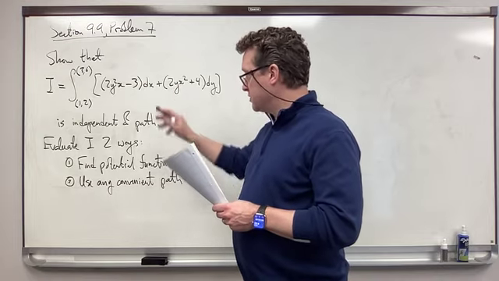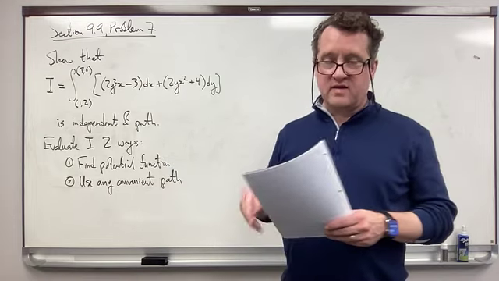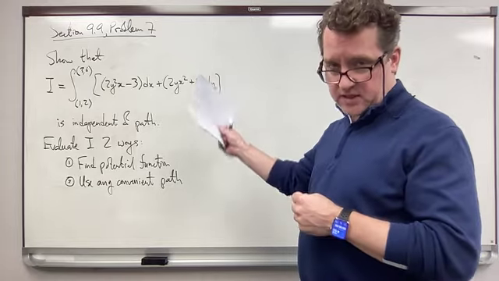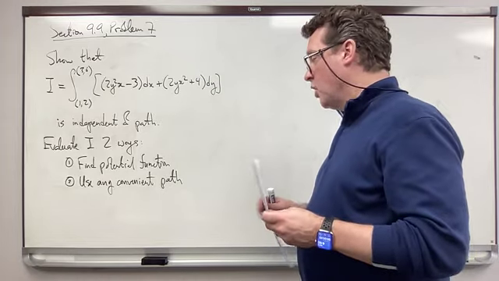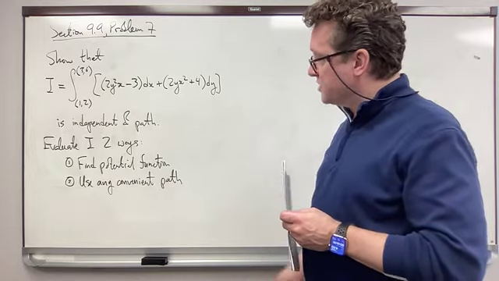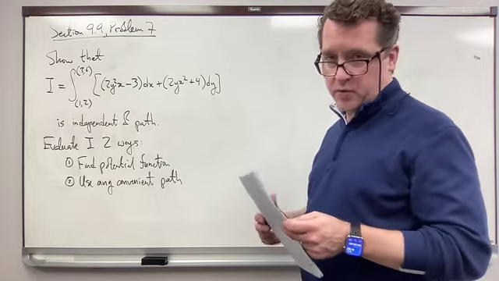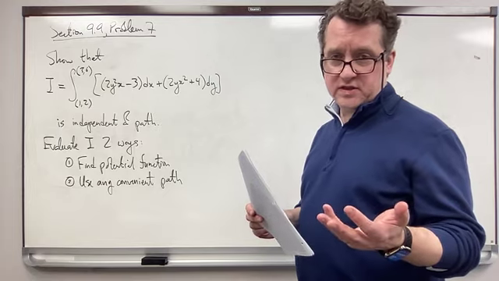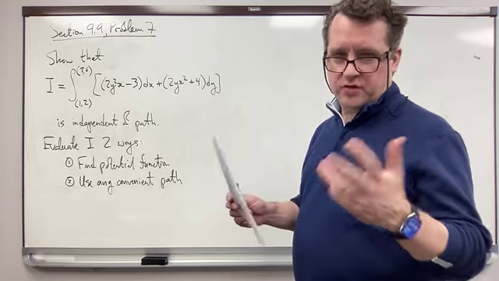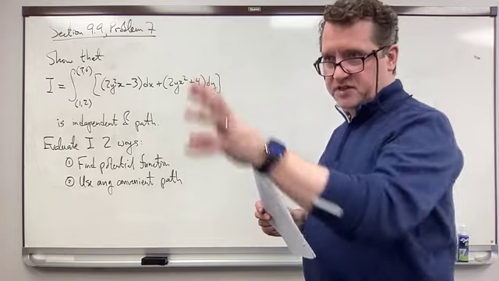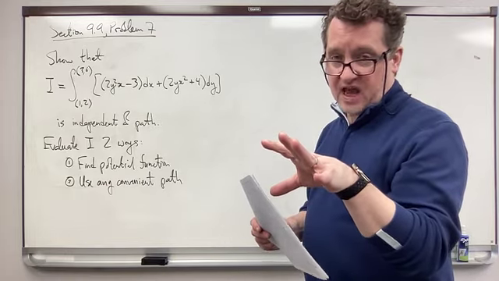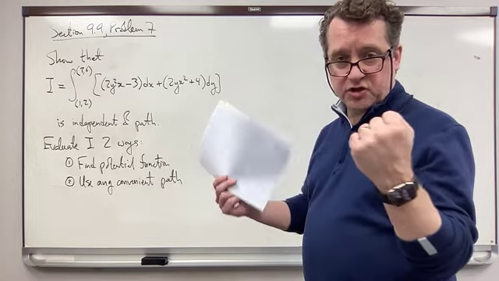Find a potential function for the vector field, and then evaluate the potential function at the endpoints, take the difference, that's equal to the integral. Or evaluate the path integral using any convenient path between those two points. Once you know a vector field is conservative, you know those are equivalent. Find the potential and the difference in potential at the endpoints gives you an answer. Doing the integral along any path you like gives you an answer, and those answers must be the same.